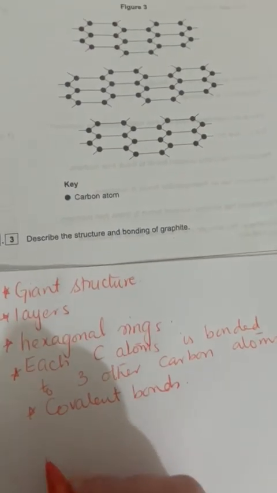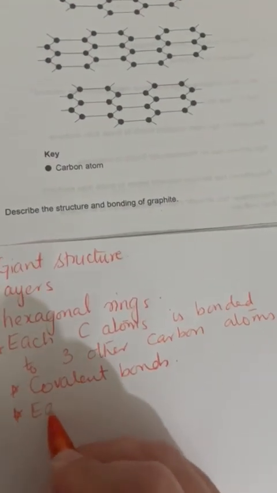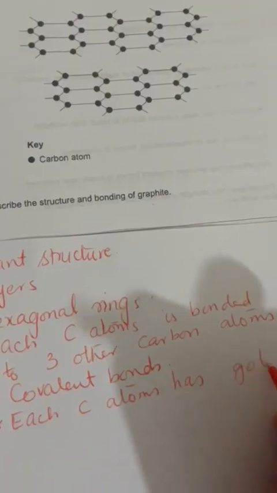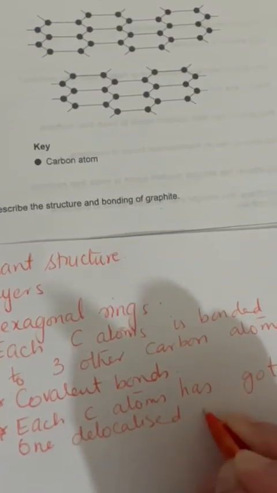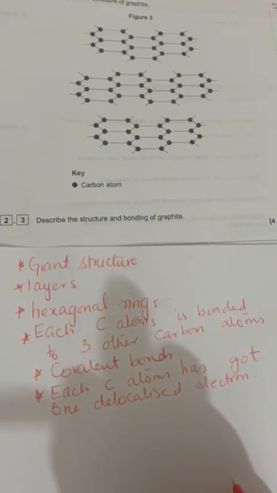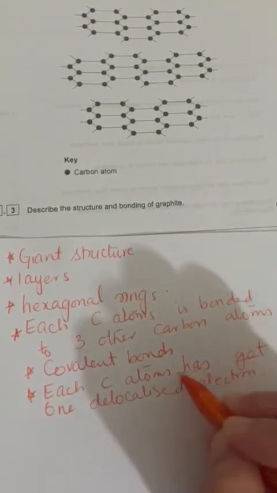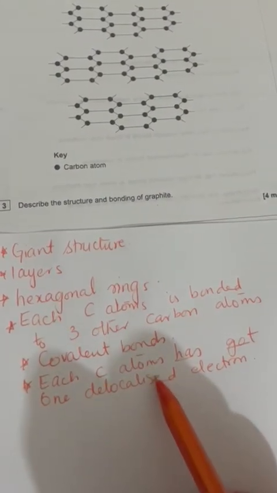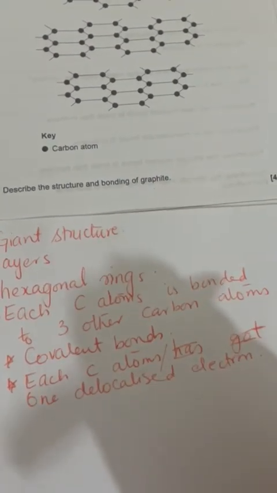And from here you can see each carbon atom has 1 delocalized electron. Okay, so 1 delocalized electron for each carbon atom. Saying that it has got is not a very good description. You can say there is 1 delocalized electron for each carbon atom. I'll just take the has and got away. Sorry for my poor description.